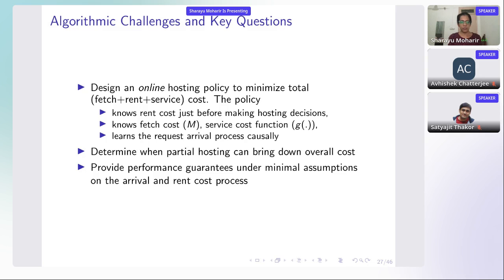One of the goals of this part of the talk is to determine if and when partial service hosting can bring down the overall cost. And in addition, of course, we're looking for an online hosting policy which has performance guarantees under minimal assumptions on the arrival and rent cost processes.